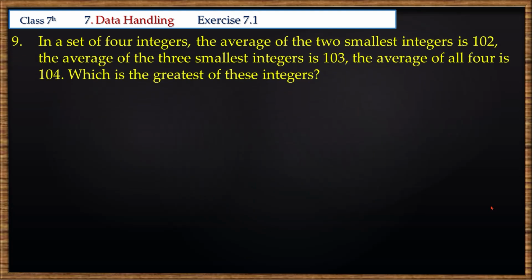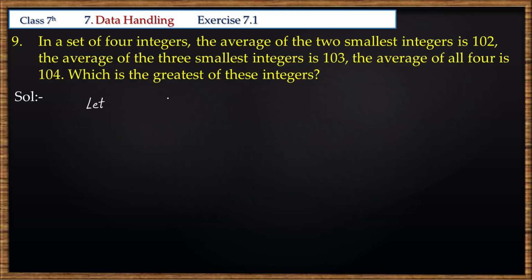Next problem. In a set of 4 integers, the average of the two smallest integers is 102. The average of the three smallest integers is 103. The average of all 4 is 104. Which is the greatest of these integers? Let us solve this problem. Here the 4 integers are given. We have to find the greatest integer. We can find it by using only 2 hints: the average of the 3 smallest integers and the average of the 4 integers.